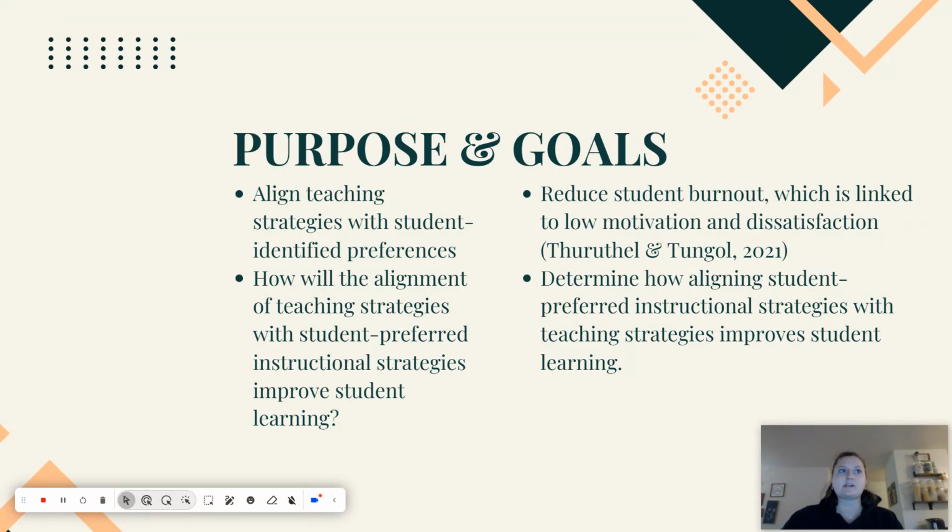The purpose of this action research study is to align teaching strategies with student-identified preferences to improve engagement and motivation at Bloomingdale High School. The goal is to reduce student burnout, which is often linked to low motivation and dissatisfaction with courses. This burnout not only affects students' academic performance, but also their personal and social lives. Since motivation and dissatisfaction stem from students' perceptions of their teachers' instructional strategies, the research aims to enhance these factors by better aligning teaching methods with student preferences.